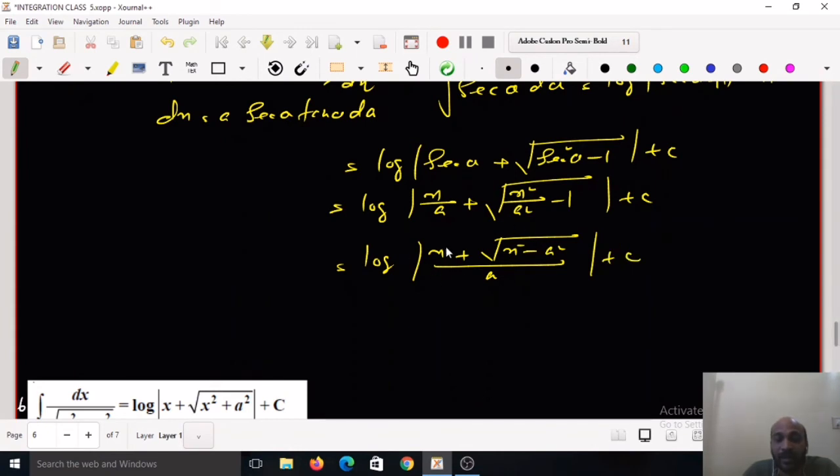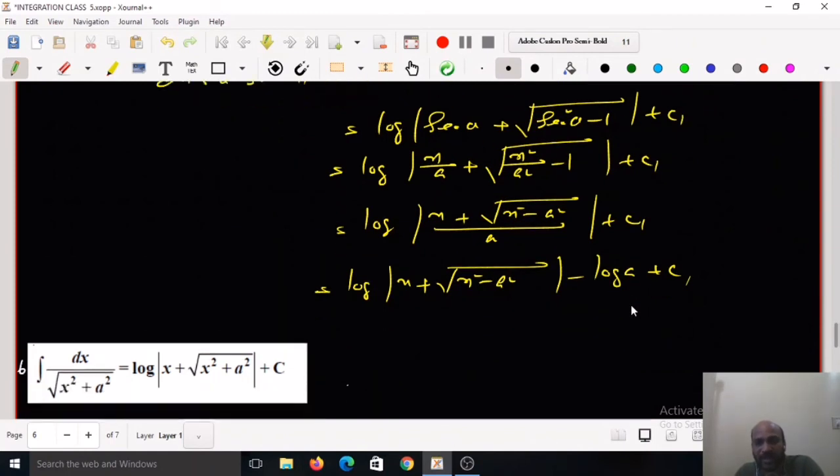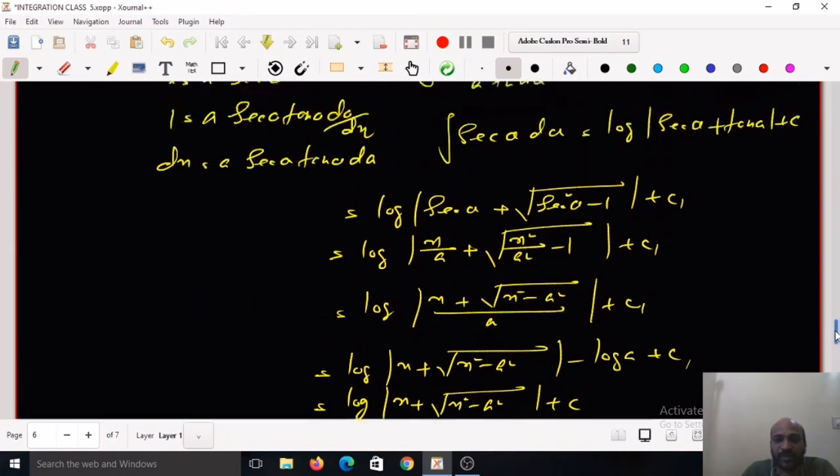Now here you have to use the formula log a by b. Log a by b means log a minus log b. So we'll get log of x plus root of x square minus a square, minus log a plus c. I will take the c as c1. Now log a is a constant and c1 is a constant. So minus log a plus c1 is another constant. That constant we can take as c. So the final answer is log mod x plus root of x square minus a square plus c. That is the proof of our fifth result.